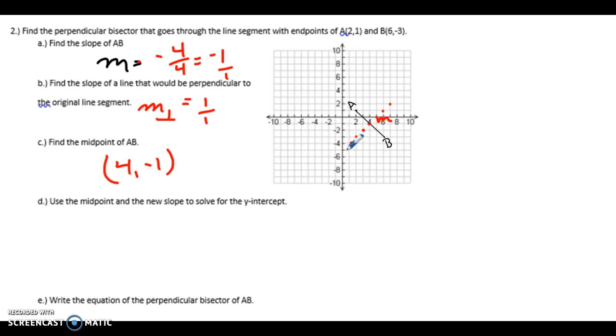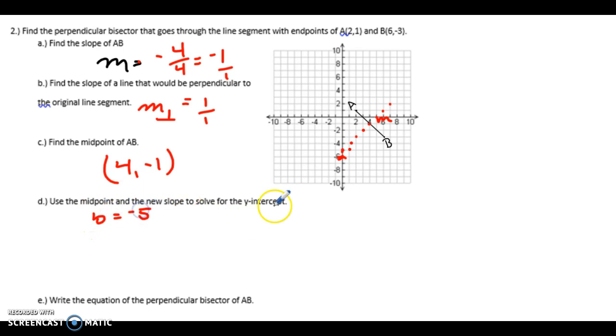In this case, it works out pretty nicely, and I would end up here. Nope, I didn't go down 1 over 1, sorry. So I would end up at negative 5. That point is wrong. So b would be negative 5.